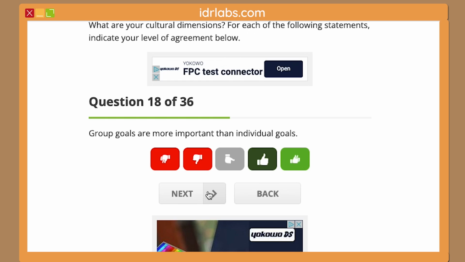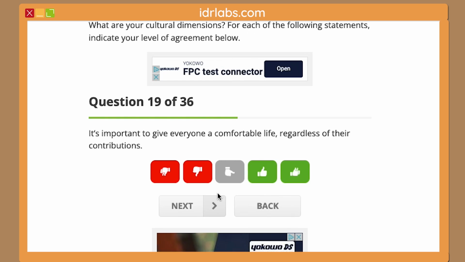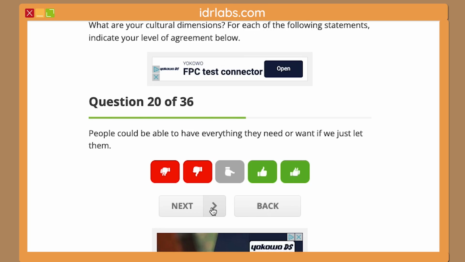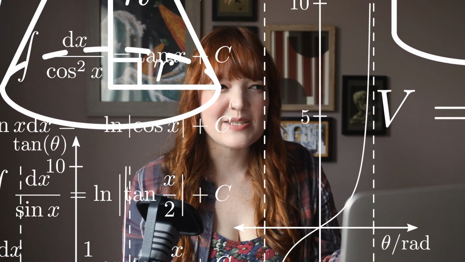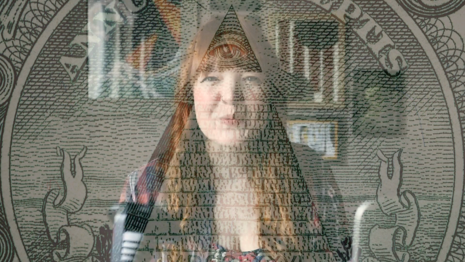Soft yes. Question 19. It's important to give everyone a comfortable life regardless of their contributions. Say it louder for people at the back. This I would get on a t-shirt. Hard yes. Question 20. People could be able to have everything they need or want if we just let them. What does that mean? I don't have the ability to just let them. Does someone out there, like, who is we? Let them. I mean, yeah?